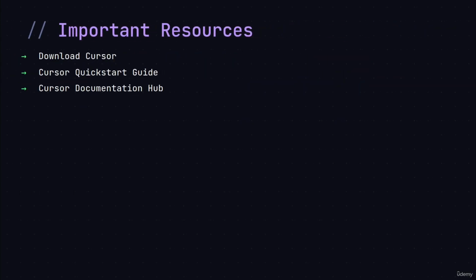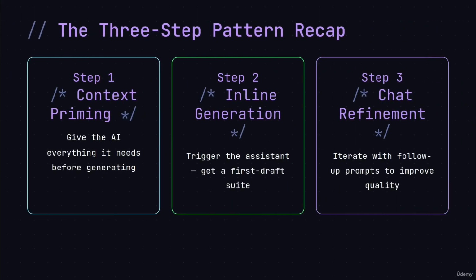Firstly, important resources. The most important resource there is the link to download Cursor. Once you've downloaded and installed Cursor, you are basically ready to go. But I've also included a Cursor quick start guide and a link to the Cursor documentation hub. Now for our three-step pattern recap.